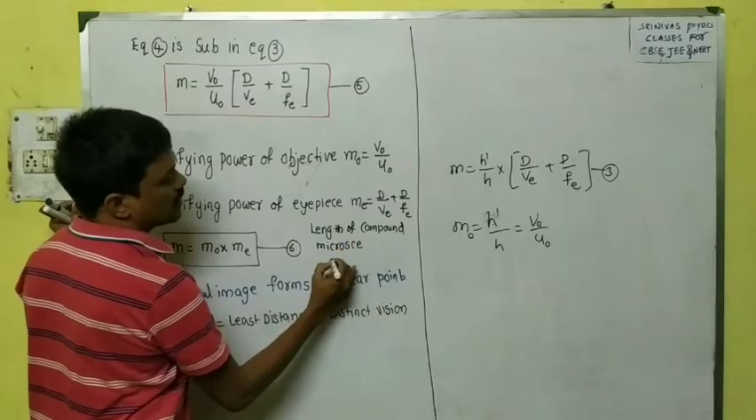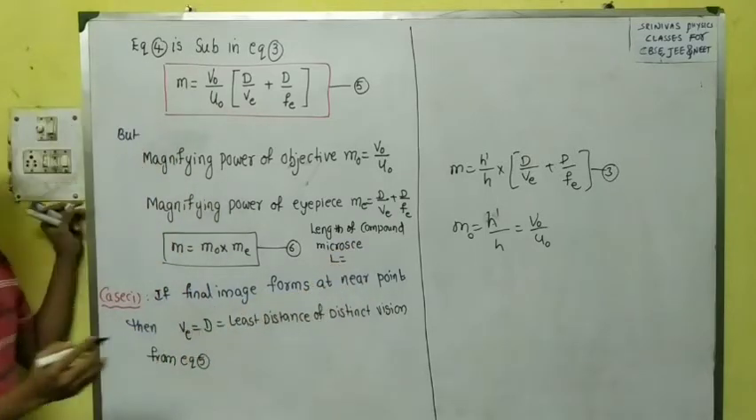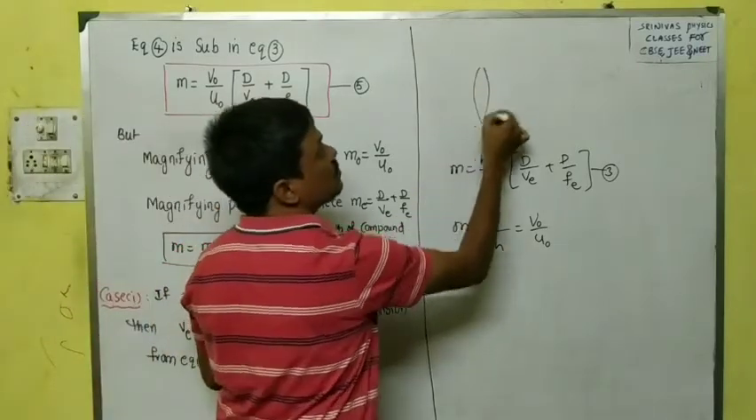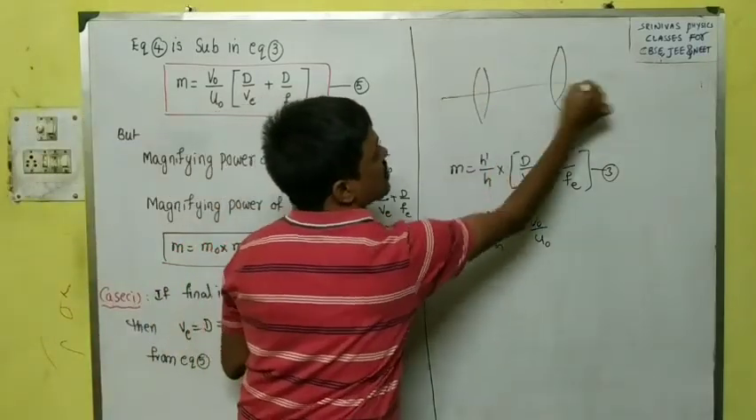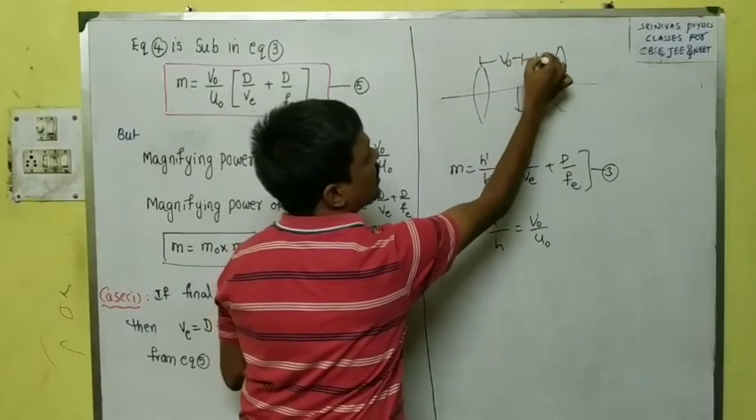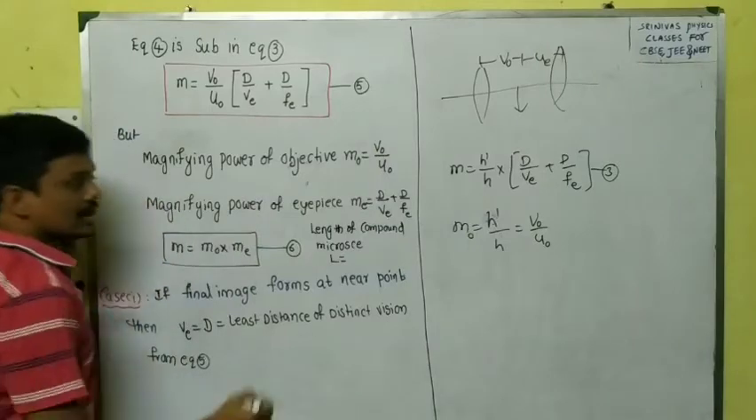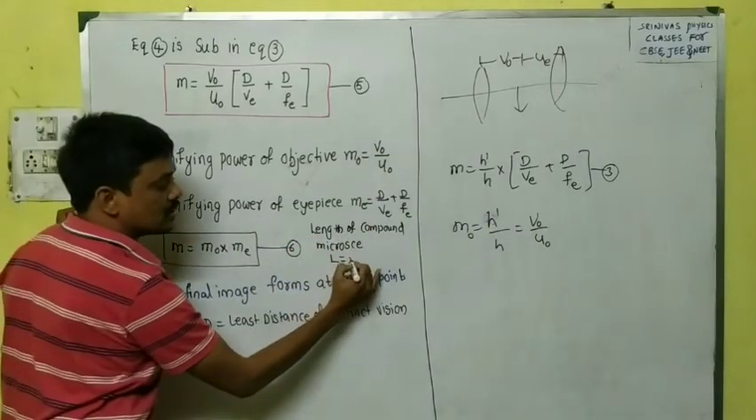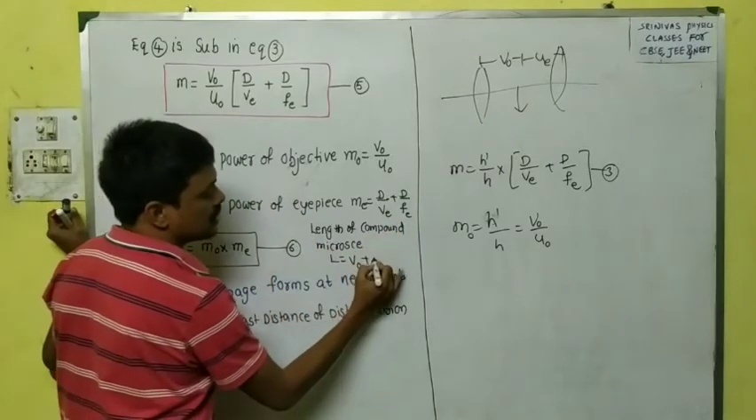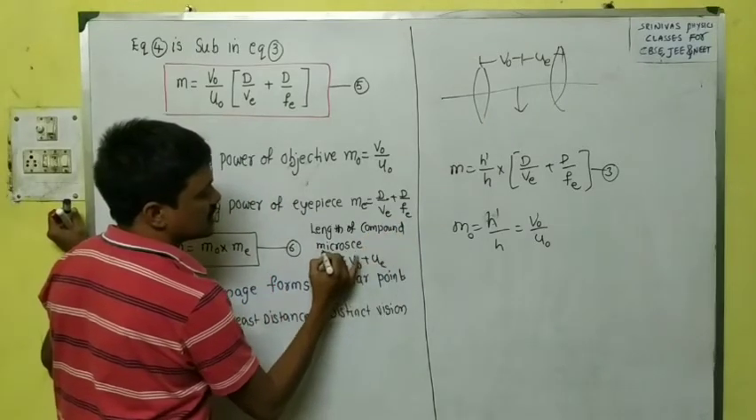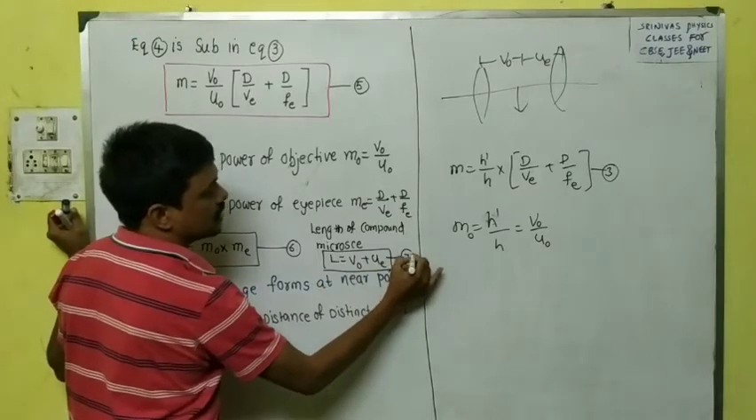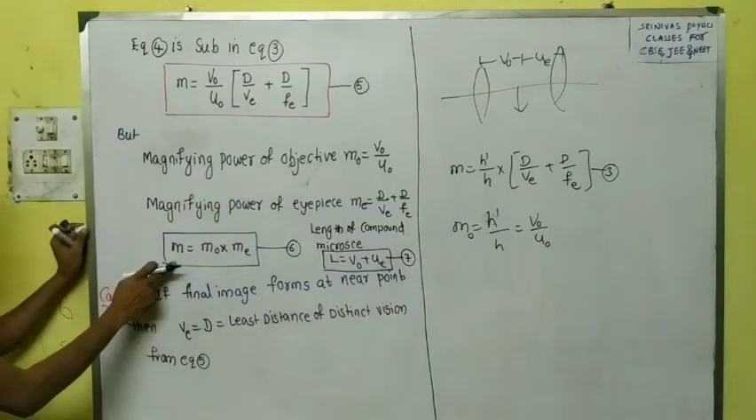Length of compound microscope is nothing but the distance between the objective and eyepiece. From the figure, what is the distance between the two lenses? You see, V0 plus UE. This we can take as equation 7. Remember it, after equation 6 you should write this one.